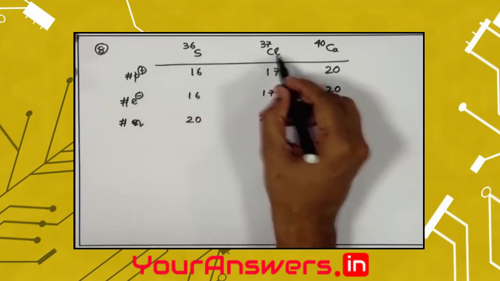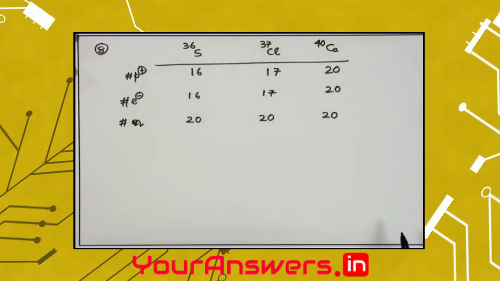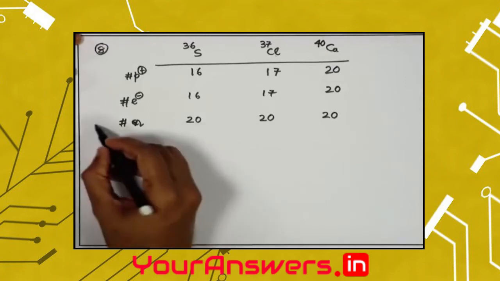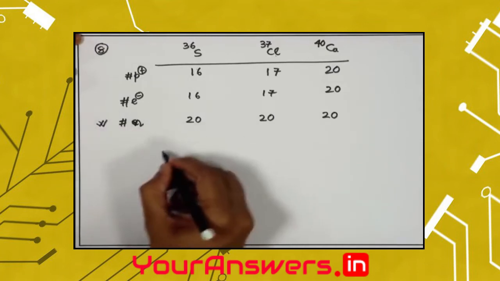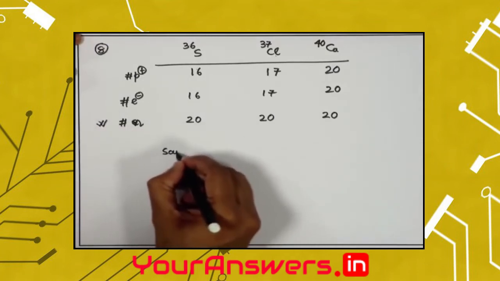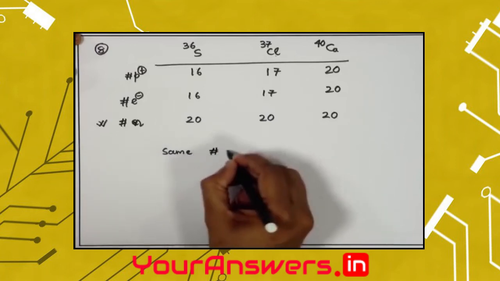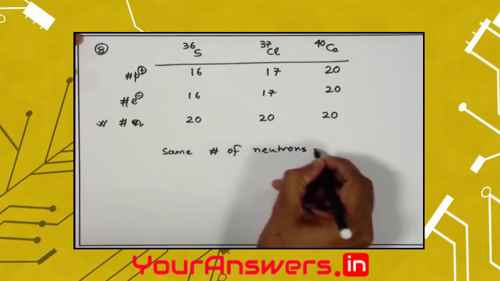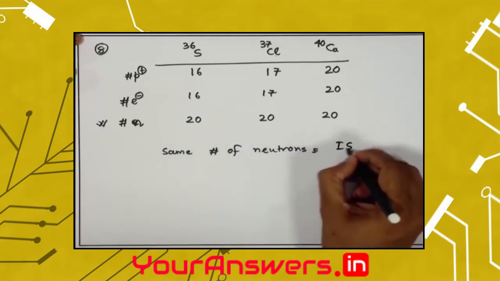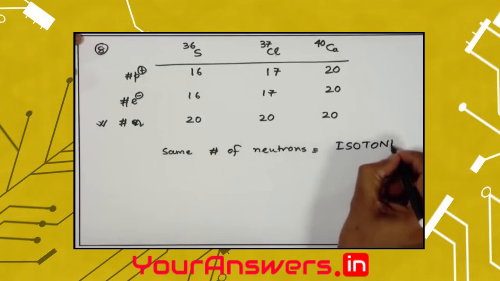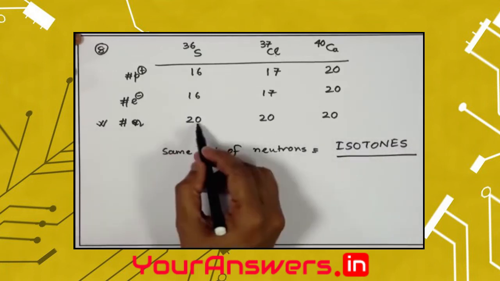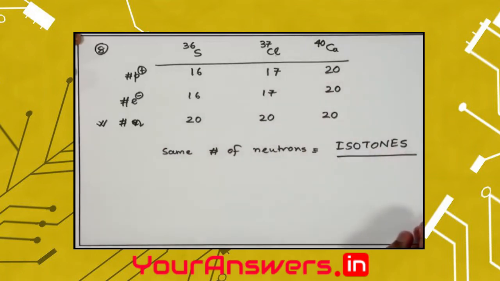We see these are three different species. One is sulfur, another is chlorine, the third one is calcium. But what we see is that they are related to each other in terms of number of neutrons. So, they have same number of neutrons. When we have such a situation, we call them isotones, when the number of neutrons are equivalent in two or more species.